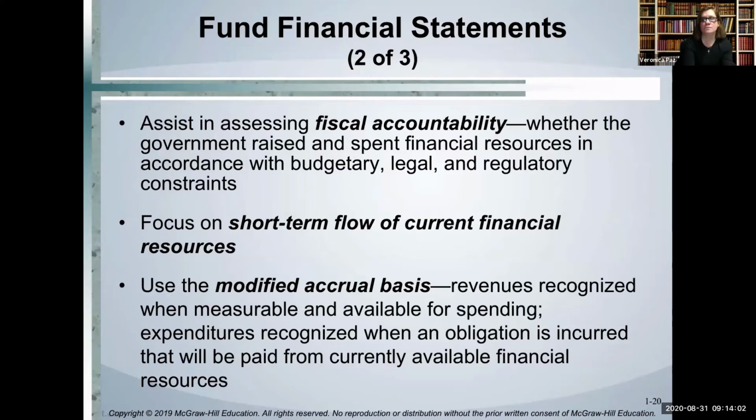And here we're thinking more short-term of current financial resources, and here's the important part. Modified accrual basis. The revenues are recognized when measurable and available for spending, and the expenditures are recognized when an obligation is incurred that will be paid from currently available financial resources. So it's a little bit different than accrual basis, and you need to make sure that you understand that the modified accrual basis is based on the fund financial statements.